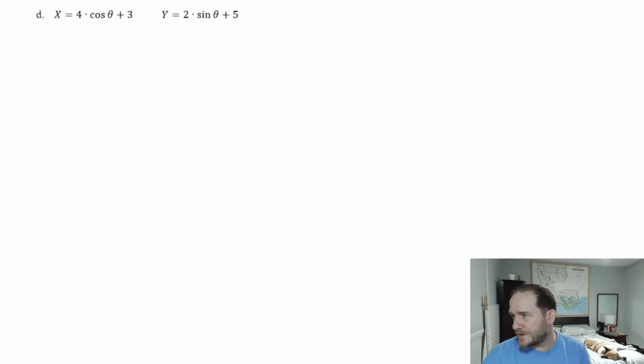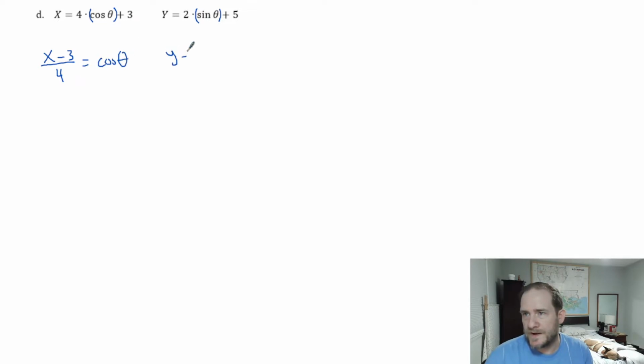Alright, we get to the trig stuff. I think probably these we've done to death. You're probably pretty good at these actually, but let's find out. For these, you want to isolate the trig expressions. You want to get these alone. So you'll end up with an x minus 3 all over 4 that'll equal cosine theta. You get a y minus 5 over 2 that'll equal a sine theta.